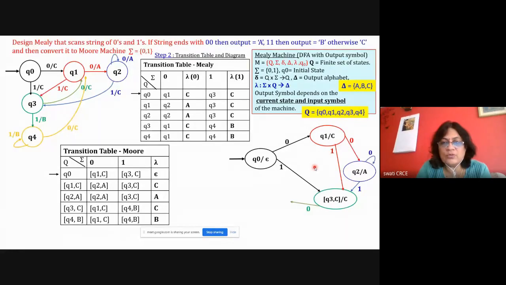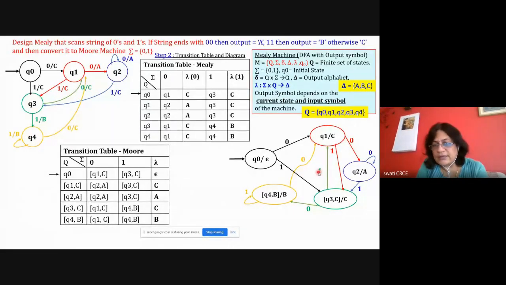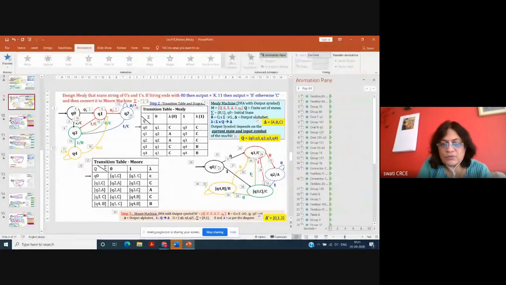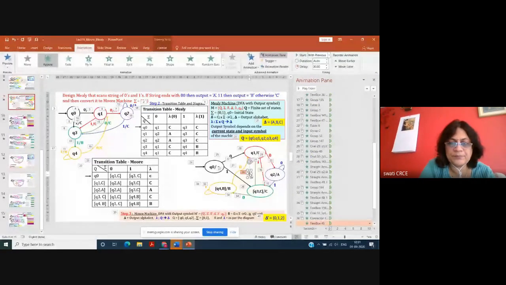Q3C with 0 is Q1C. Okay, so there is a mistake here. This is the transition for 1 and this is the transition for 0. And then for Q4, with 0 it is Q1 and with 1 it is Q4. Okay, so here this is reversed. Okay, I'll make the change. Here this was 0 and here this was 1.